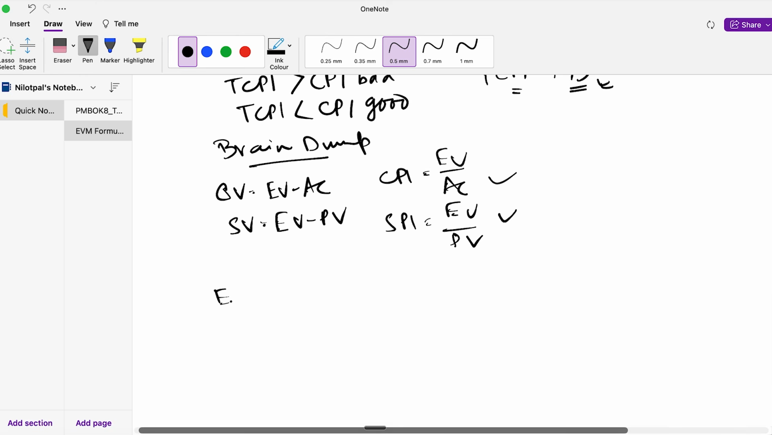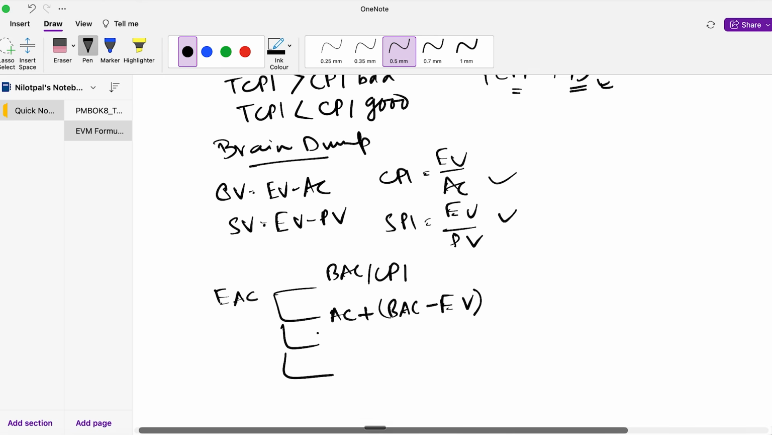Next, you have your EAC, and there are four variants of EAC that you need to remember. The first variant is BAC divided by CPI, and that is applicable when the performance will continue as it is, okay, no changes. The next variant is AC plus BAC minus earned value, and that is applicable when the cost overrun was a fluke or a one-off, and that will be adjusted moving forward.